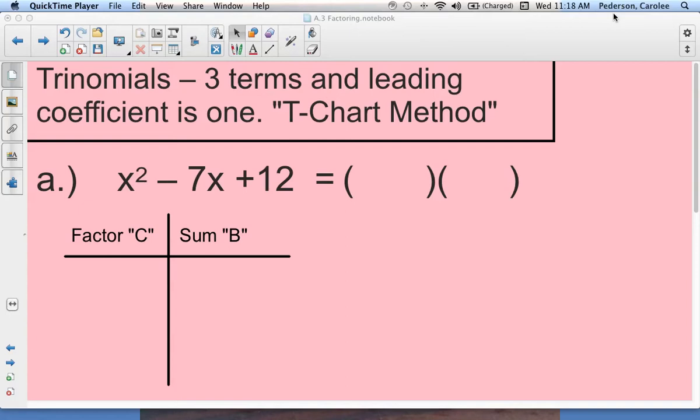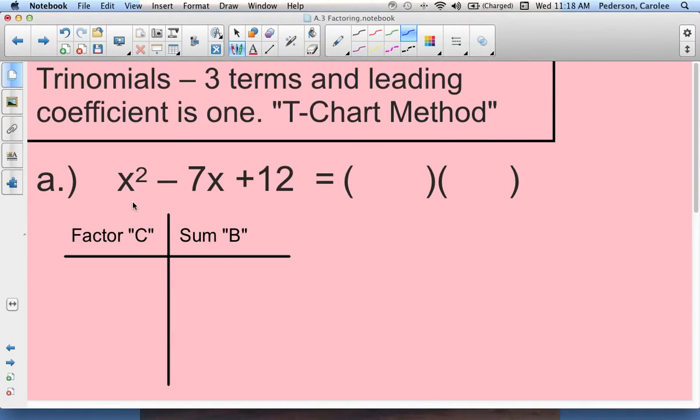So what we have is a trinomial. We have an x squared, an x, and our constant. And the leading coefficient of this polynomial is a 1, so we can use the chart method. How this works is I think about a quadratic equation as ax squared plus bx plus c, and we're going to focus on the b and the c in our chart.